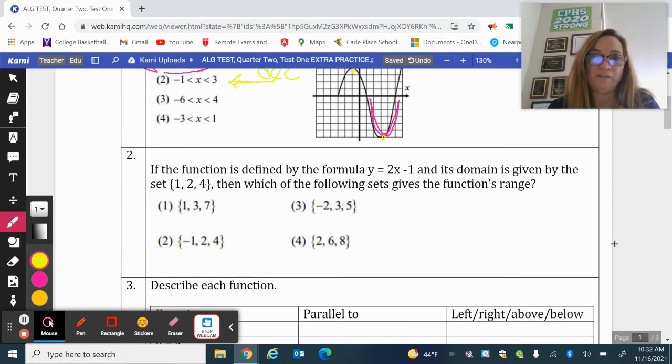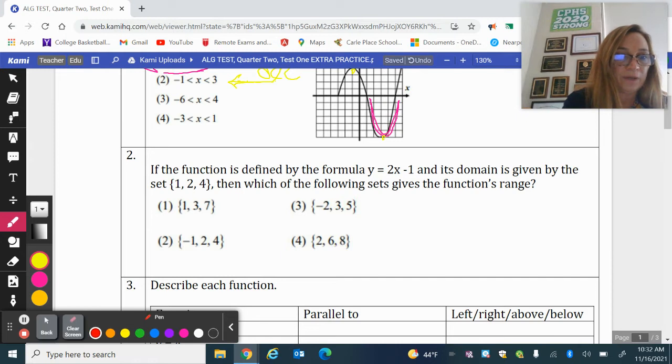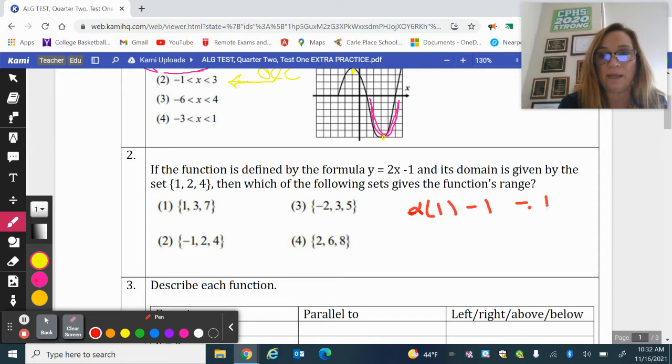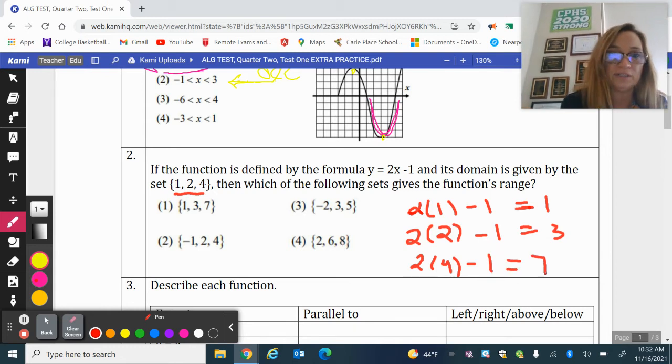If the function is defined by the formula y equals 2x minus 1 and its domain is given by this set, okay, so that's going to be the inputs. So I'm going to input a positive 1. So 2 times 1 minus 1 is going to equal 1. 2 times 2, these are the inputs right here, minus 1 equals 3. And then 2 times 4 minus 1 equals 7, which is the answer right here.